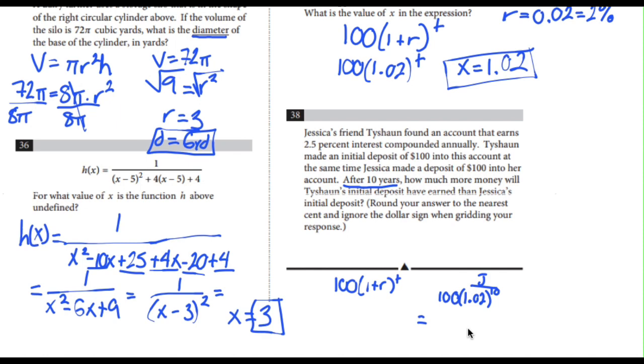First, 1.02 raised to the power of 10 is going to be approximately 1.219. And then when we multiply this by 100, we're going to get that the value of her account is going to be $121.90. We're going to do the same thing for Tyshawn.